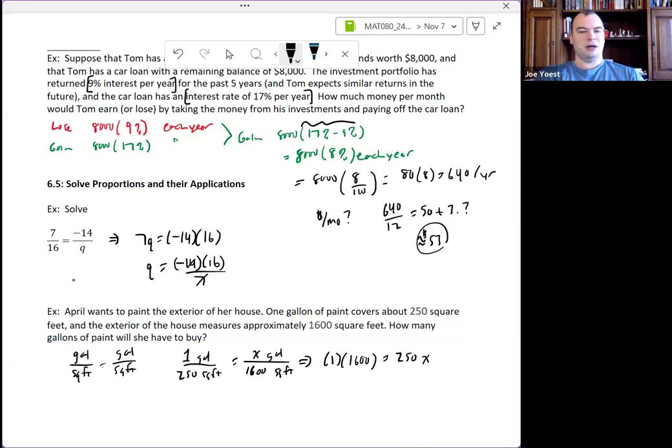I see the 7 in the denominator cancels with the factor of 7 in the 14, leaving me with a factor of 2 there. I'll do this in shorthand notation like that. This is negative 2 times 16, or negative 32. So the ratio 7 to 16 is equivalent to the ratio negative 14 to negative 32.